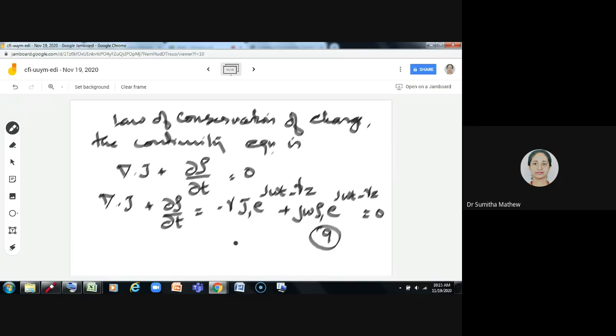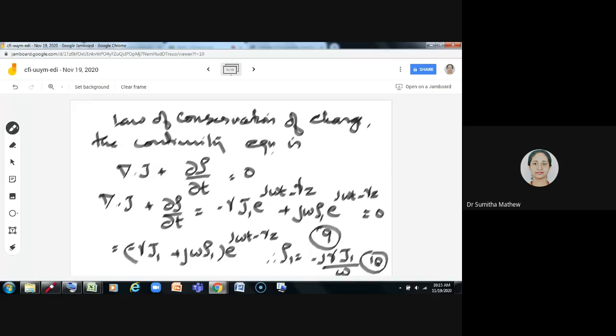So, which is equal to minus gamma j1 plus j omega rho 1 into e raised to j omega t minus gamma z. Therefore rho 1 is equal to, comparing the two sides, minus j gamma j1 by omega. Mark this as equation number 10. Now substituting 8 and 10. What is 8? This is 10.